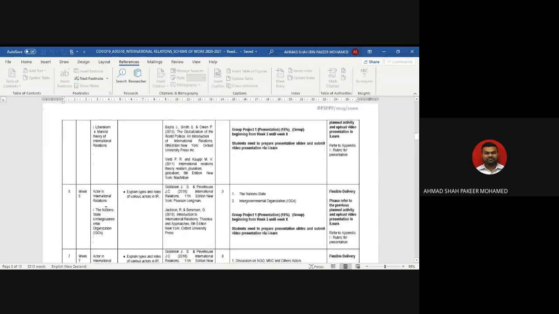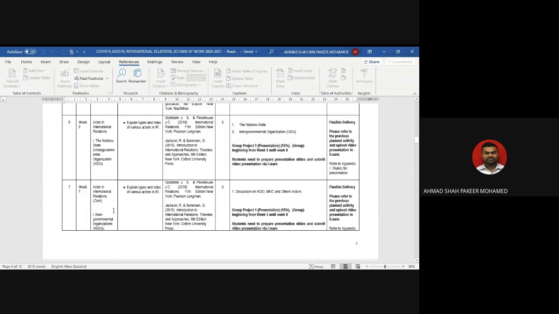Then in the next chapter, we're going to focus on actors. In a movie we have actors; in IR also we have actors that shape IR. For example, we have the nation-state, intergovernmental organizations and NGOs. We have what we call state actors. What is a state actor? There is another one we call non-state actors. What are non-state actors all about? We're going to learn about actors in the actor chapter.